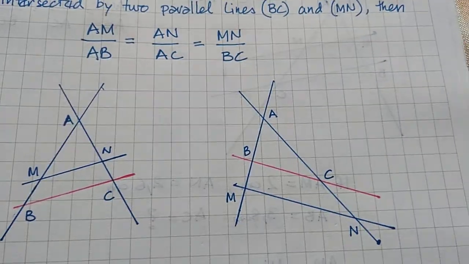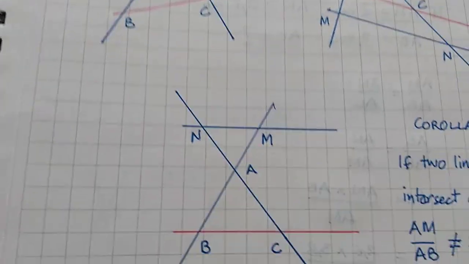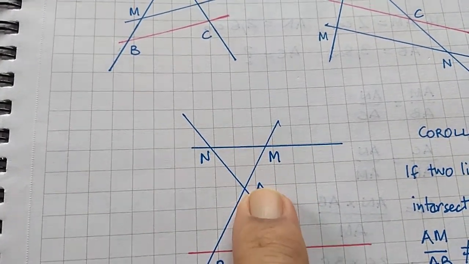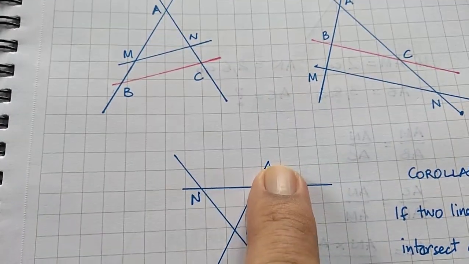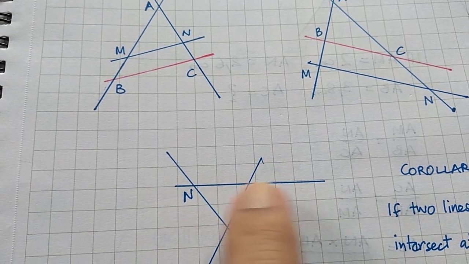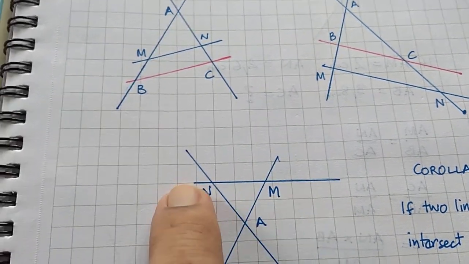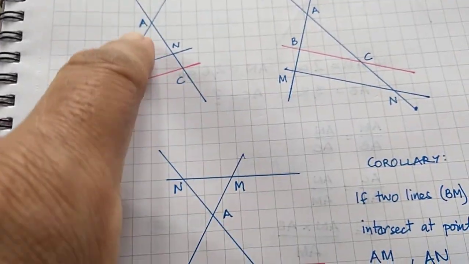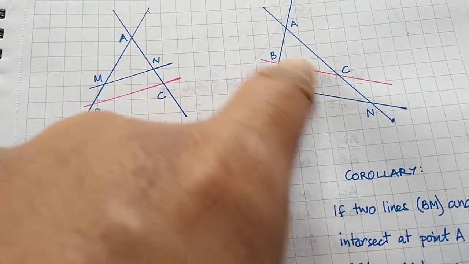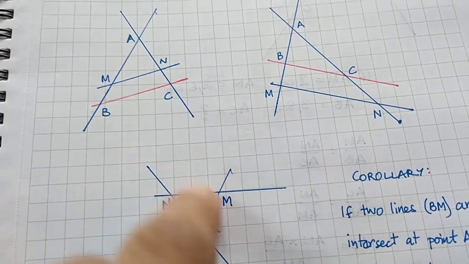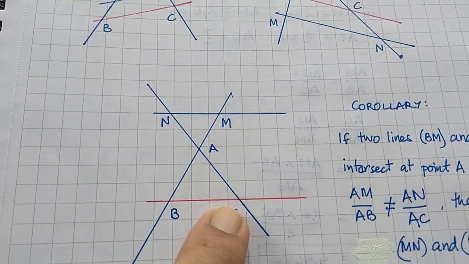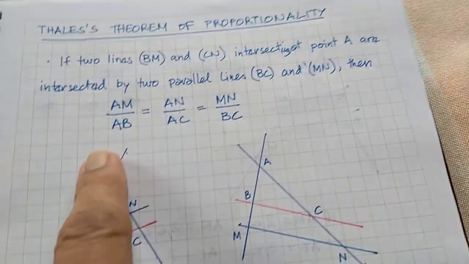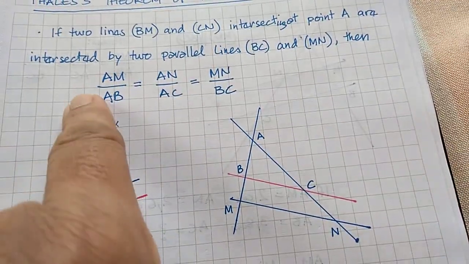And then a third example of the same thing where base BC is on this side of the A and NM is on that side. Remember, this is not M and N but N and M because N, A and C are aligned. Even in this case, this equation will hold.